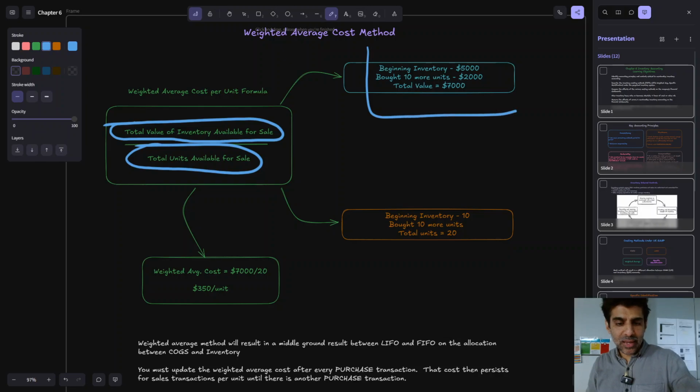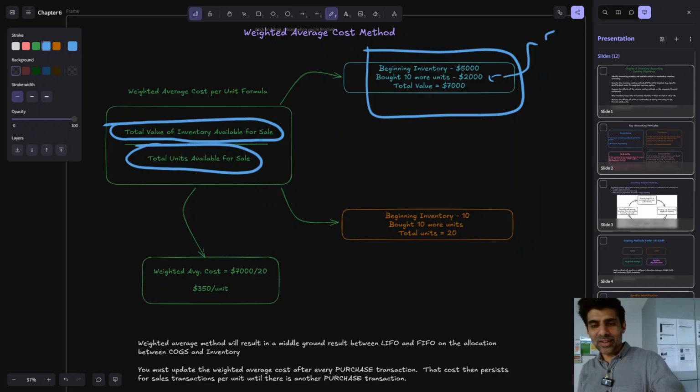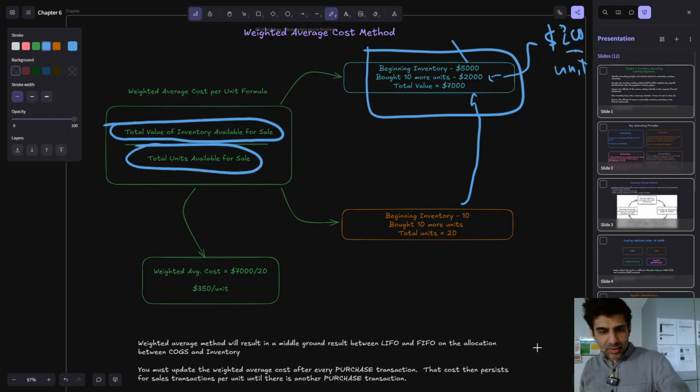Okay, so in this example, beginning inventory is $5,000. We bought 10 more units for $2,000. So how much was this per unit? If we bought 10 units for $2,000, what is the cost per unit that we paid? This is easy math. This is $200 per unit. Okay, and if we started with 10 units, how much was this per unit? The beginning inventory, it's $500 per unit, right?